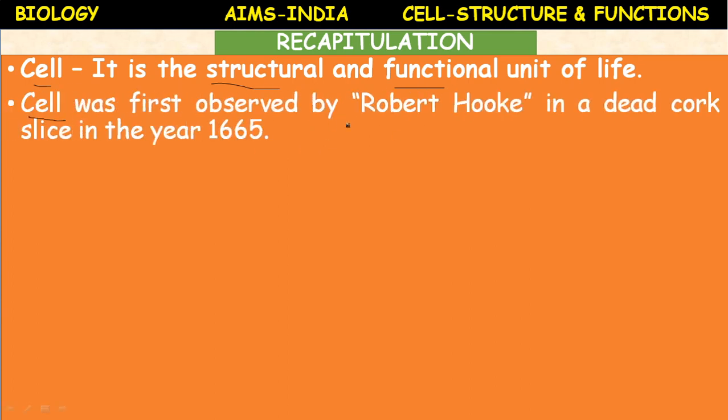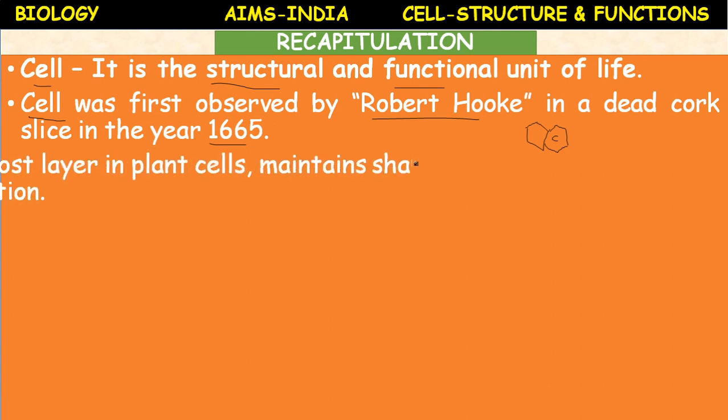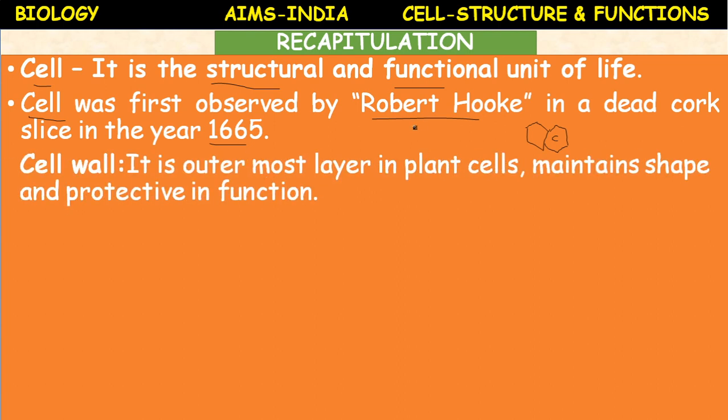Cell was first observed by Robert Hooke in a dead cork slice in the year 1665. He observed the cork tissue under his own microscope, a simple microscope, and he called those compartments, and each compartment he called a cell. So, he observed that in a cork tissue there are several compartments like this. Each compartment he called a cell. So, that is why Robert Hooke is called the father of cell biology or cytology. Study of cell is called cytology.